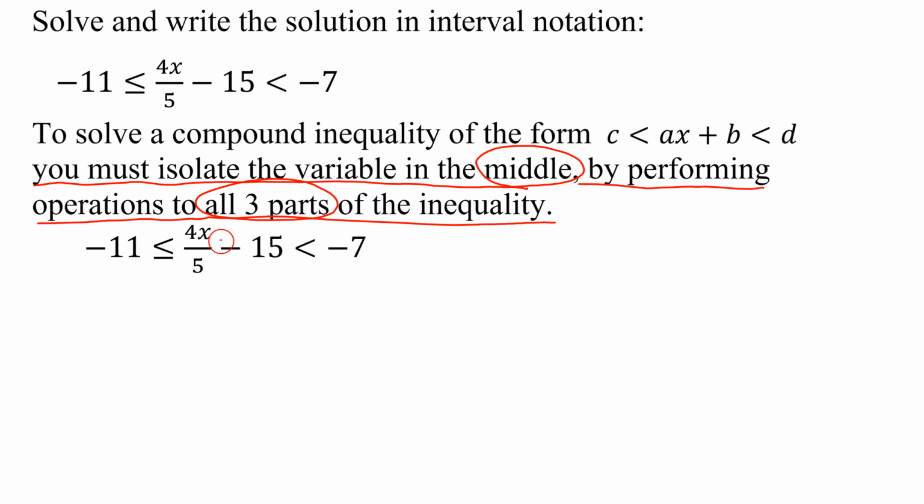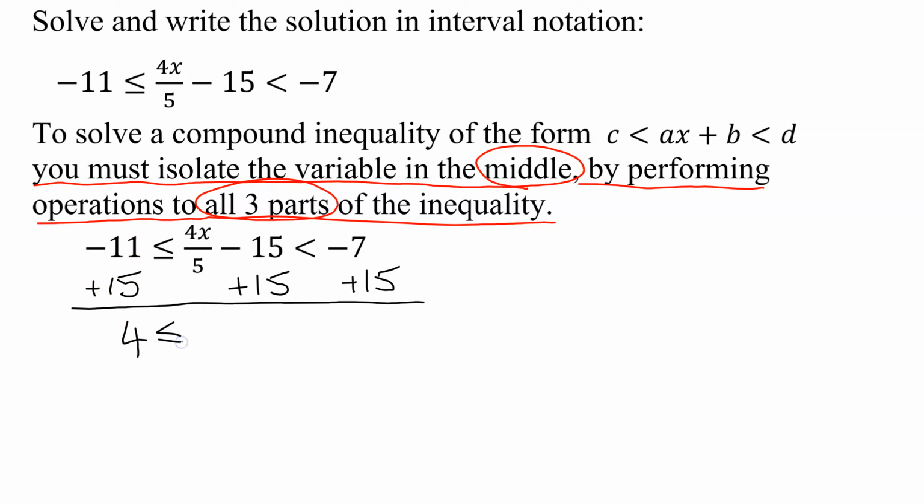So I need to get my x all by itself. So the first thing I'm going to do is add 15. And I have to add 15 to the left, the middle, and the right. So all three parts have to be treated the same. When you add and subtract numbers to an inequality, it doesn't change the inequality symbols. So -11 plus 15 is +4, is less than or equal to 4x divided by 5. -15 plus 15 adds to 0 is less than -7 plus 15 is +8.